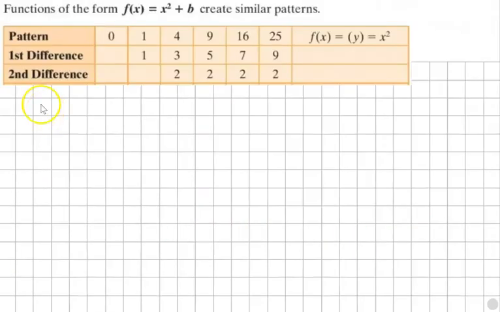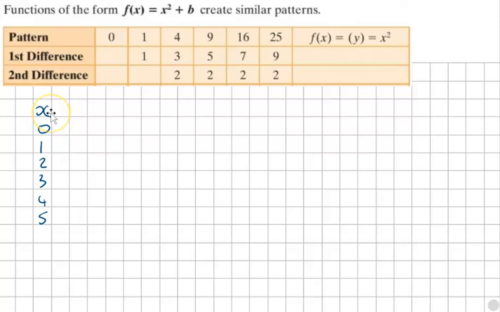So as I said in the previous slide, functions of the form f of x equals x squared plus b create similar patterns. So we'll start off with this pattern: 0, 1, 4, 9, 16, 25. The first difference is 1, 3, 5, 7, and 9. And the second difference is 2. So this function is called f of x, which is equal to y, which is equal to x squared. So our function is equal to x squared.